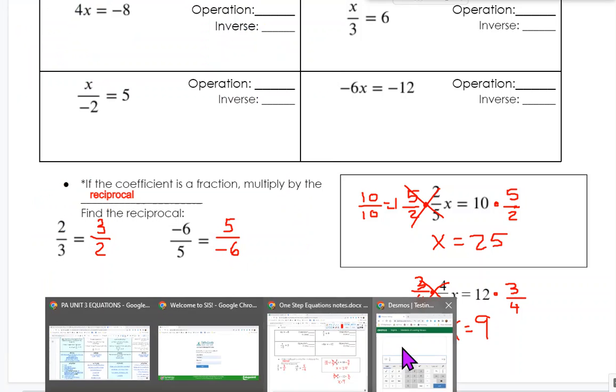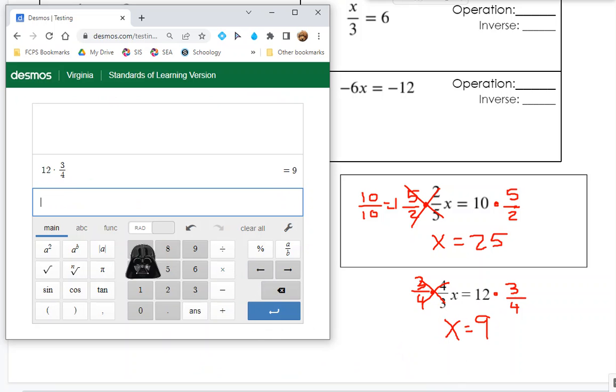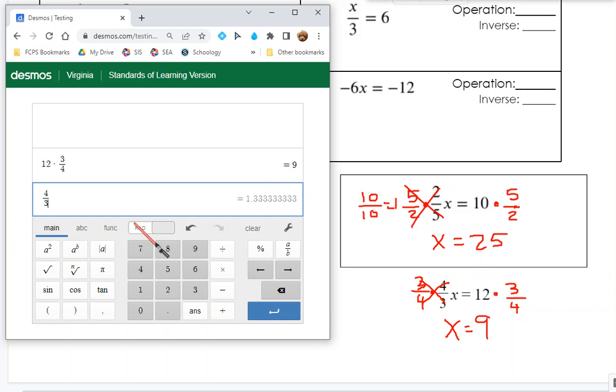And remember, if you want to, you can always check your work, right? You can check your work. So I see it says 4/3 x. Well, I'm going to put parentheses for x, and I'm plugging in 9, and that gives me 12, and that's what they wanted. They wanted 12, so I know I got it right.